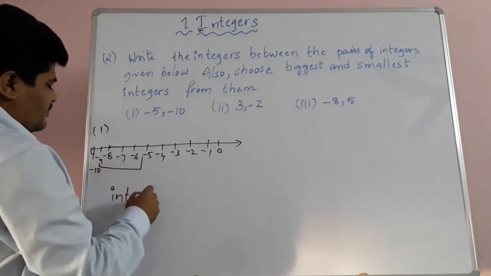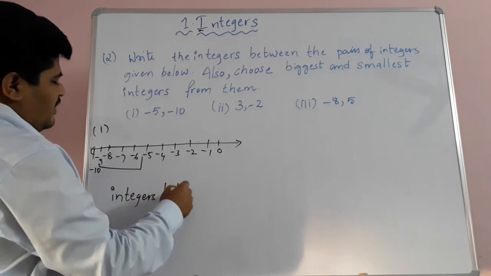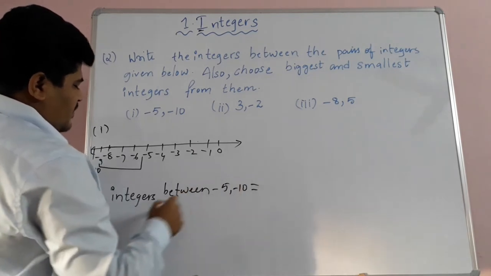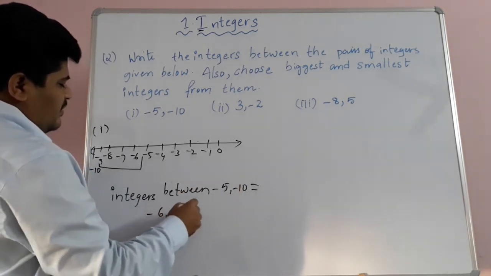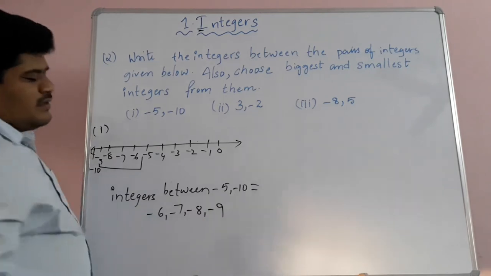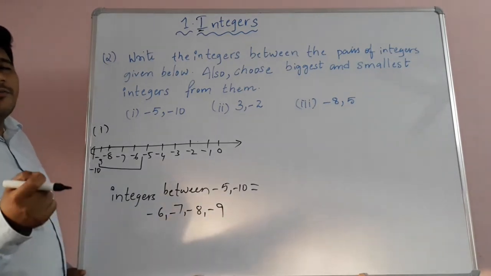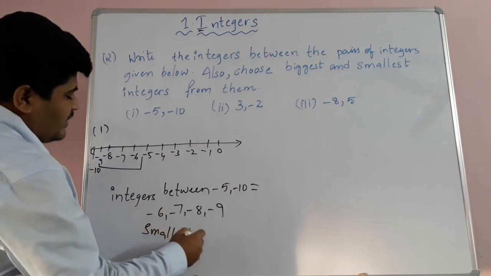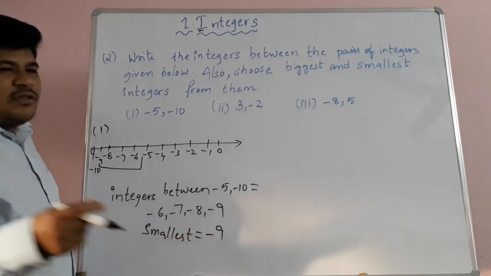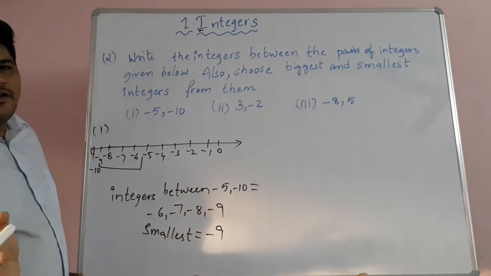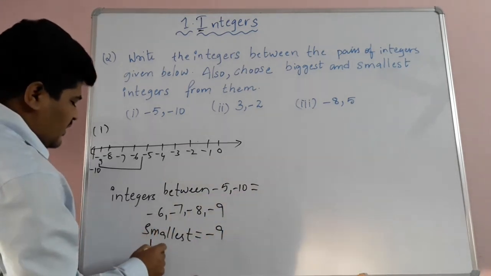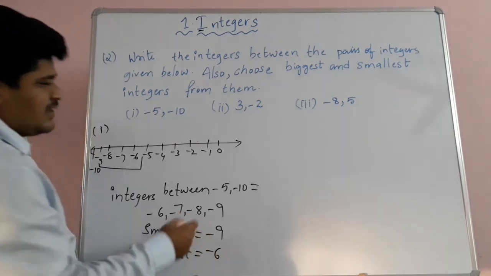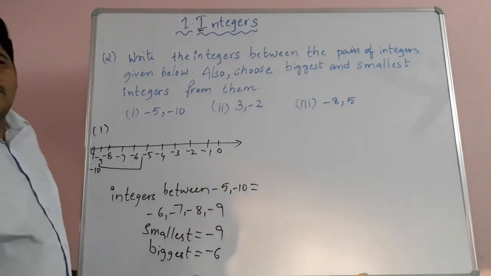You can write it like this: integers between -5, -10 are -6, -7, -8 and -9. Now among these integers we have to write the smallest and biggest. What is the smallest one? Among these integers, the smallest is negative 9. The big number with the minus symbol will always be small, children. In these integers the biggest integer is -6. This is the way to solve this problem.